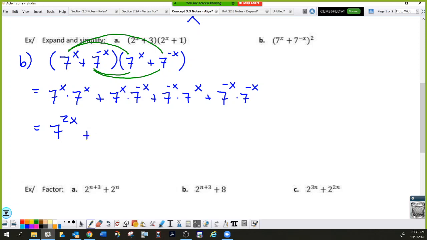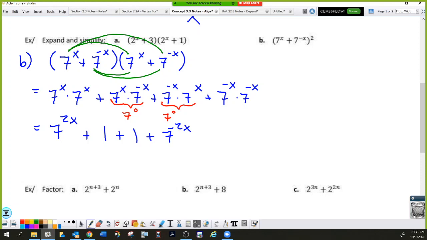plus. All right, well, same idea. Add those two exponents. What does x and negative x give you? 0. So this says 7 to the 0. Well, so does this. But what does 7 to the 0 equal? Equals 1. So both of those 7 to the 0s become 1. And at the end, negative x plus negative x is negative 2x.